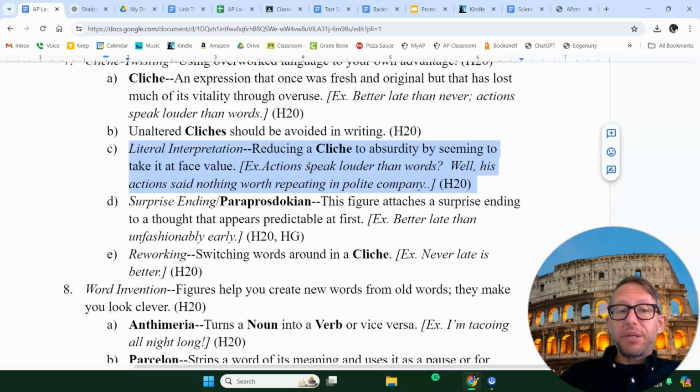First off, we've got that concept of a literal interpretation, reducing a cliche to absurdity by seeming to take it at face value. So I'm taking those two examples that I've got up there and sort of building my examples off of those and whatnot. So here we've got literal interpretation, reducing a cliche to absurdity. Actions speak louder than words? Well, his actions said nothing worth repeating in polite company.